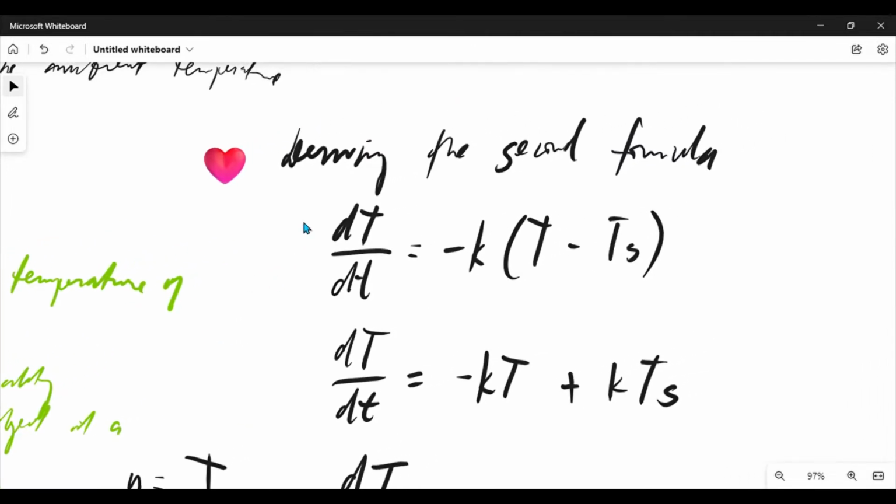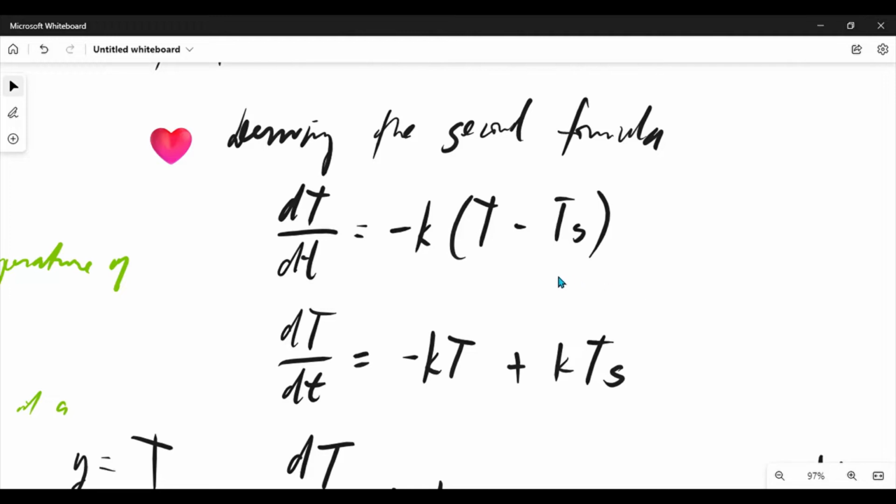Using that equation, we're going to derive the formula that we'll be using in solving problems involving Newton's law of cooling. So we have here dT with respect to time t, and this is equal to negative k times the quantity of T minus T sub s. As I mentioned a while ago, this is the equation equivalent of the definition of Newton's law of cooling.